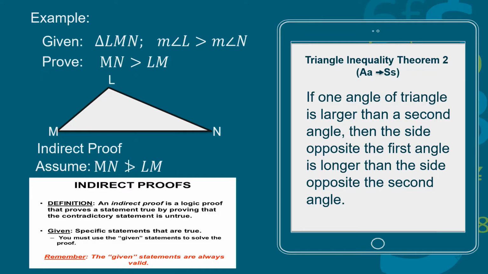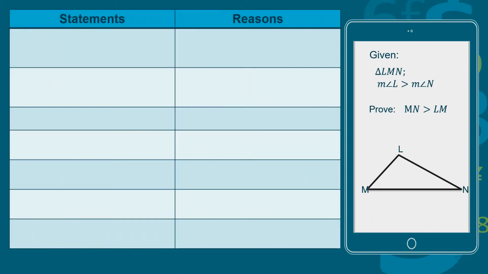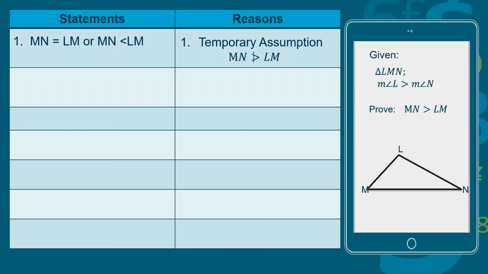Now, given specific statements that are true, you must use the given statements to solve the proof. Remember, the given statements are always valid. Now, let's complete the statements and reasons in our two-column proof. From our temporary assumption that MN is not greater than LM, on our first statement we can say that MN is equal to LM or MN is less than LM.